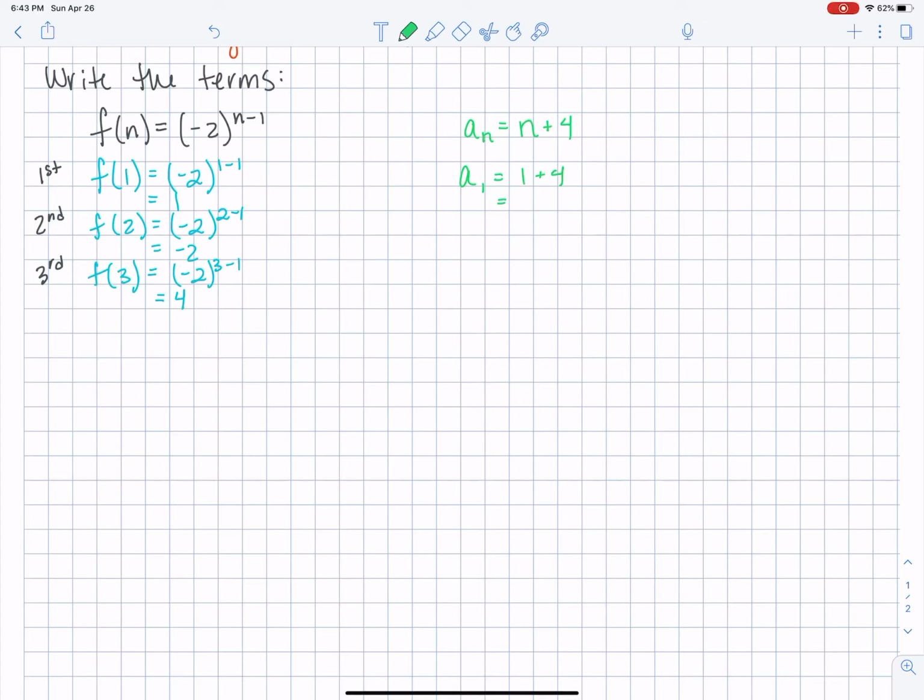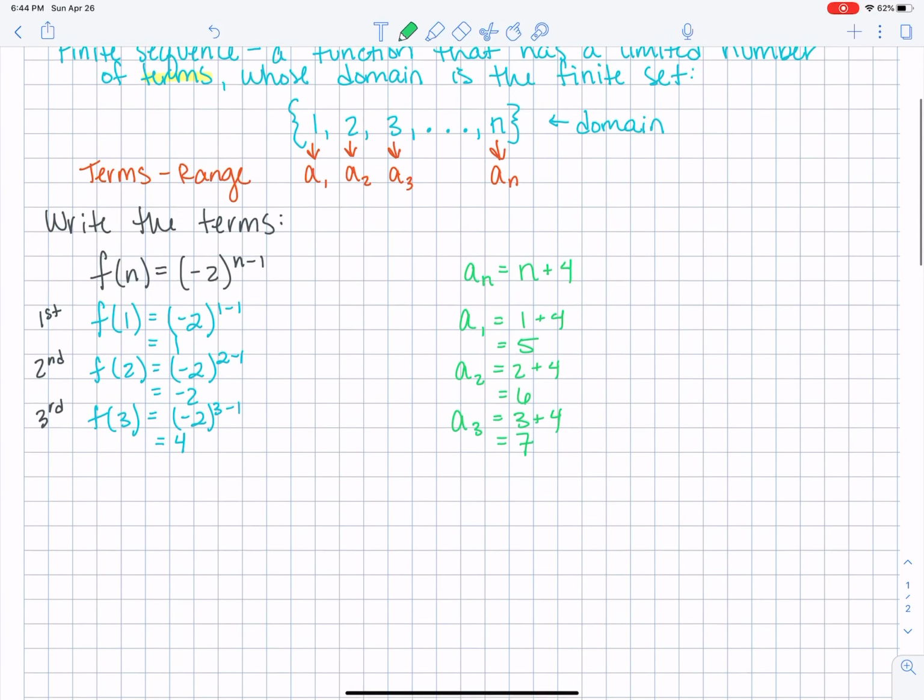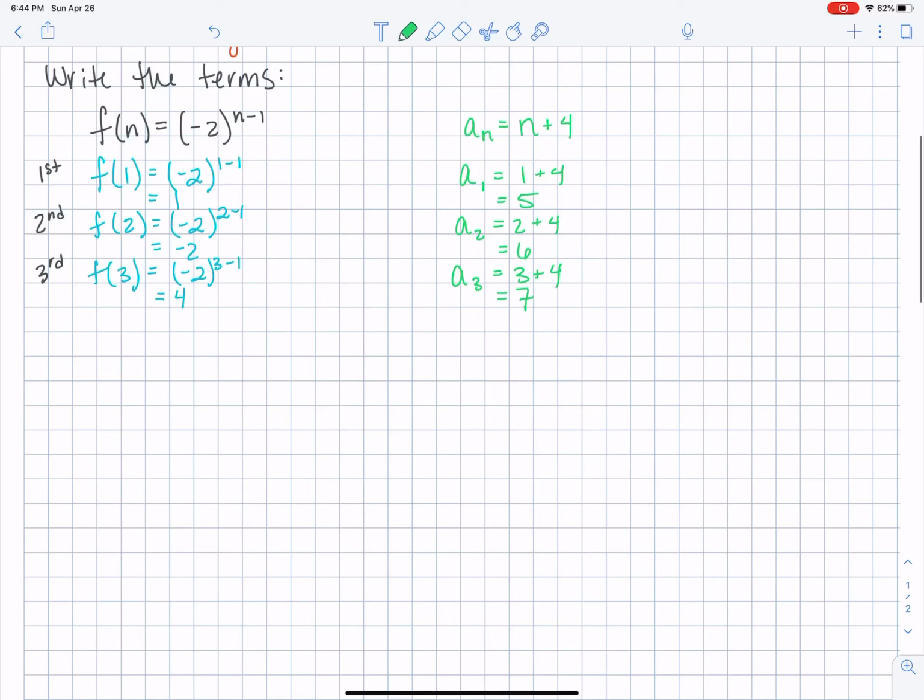So the first term is 5. A sub 2, the second term, is 6. And then A sub 3 is 3 plus 4, so the third term is 7. So just a little bit on your notation: you can either have it in this function form over here, or of course you can have it using an A and a subscript there.